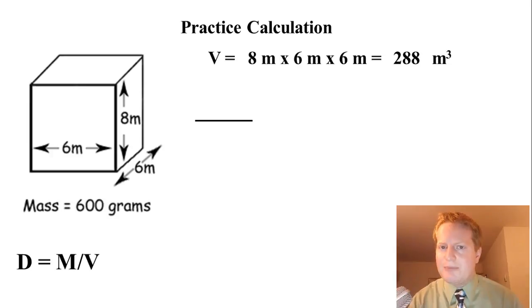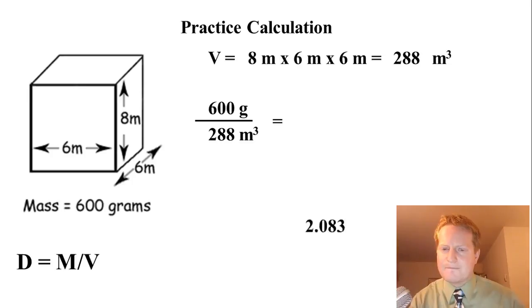Mass must go on top, don't forget. Not the volume, the mass goes on top. So the mass of 600 grams goes on top. The 288 meters cubed goes on bottom. And we do our calculation. And what number would you get during this calculation? What would you get for that? So you should have gotten this, right? 2.083 repeating. And here's the harder part.